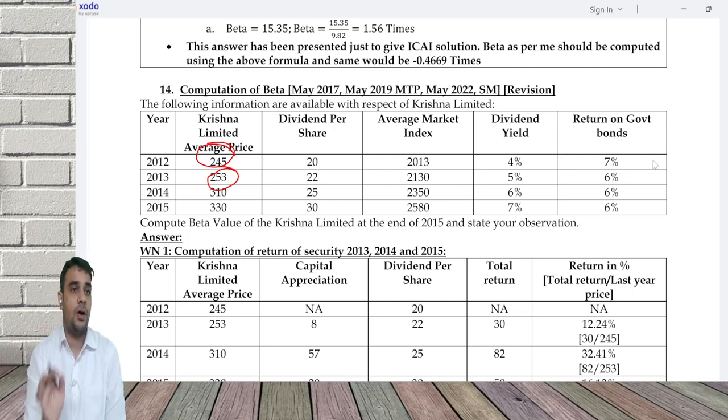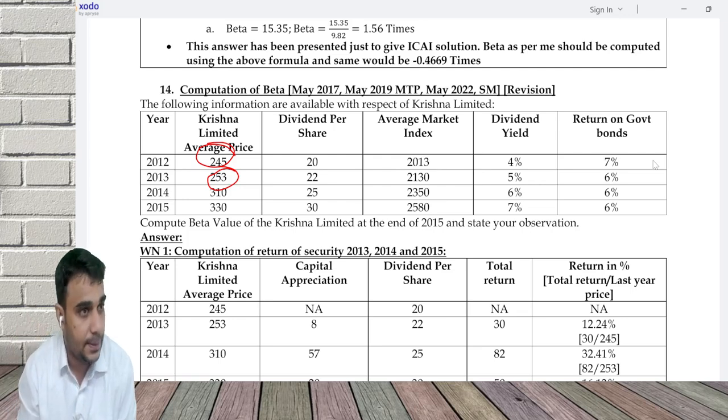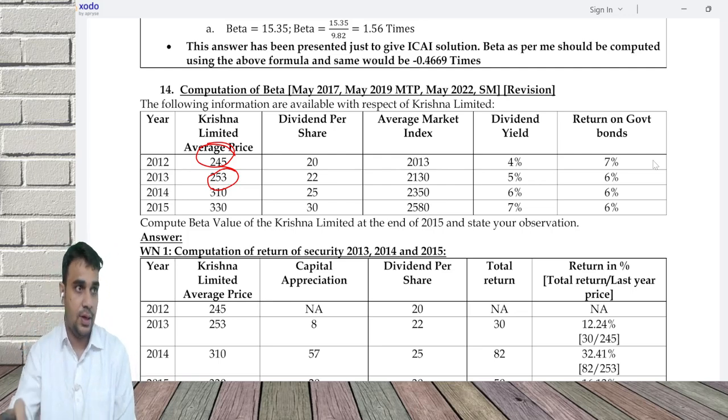Net to cut it short, unless you calculate right return, I cannot do anything in the question. So first thing is calculating return properly, for which I have only a simple formula: P1 minus P0 divided by P0 plus D1 you can do, or plus DY you can do. DY is dividend yield in percentage. Any doubts till this?